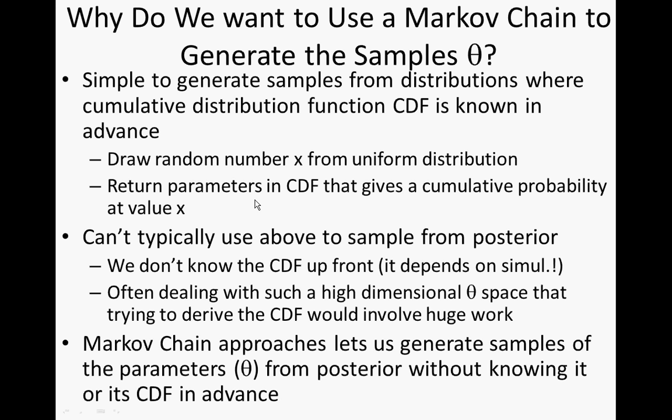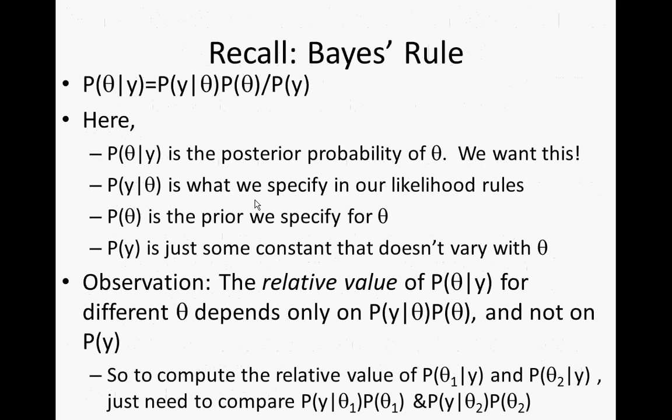This trick that we use with the CDF is great for simple distributions where the cumulative distribution function is known exactly, but it does not work well if we can't formulate that distribution explicitly. So a Markov chain approach lets us generate samples of the parameters from the posterior without knowing the shape of that posterior or its corresponding CDF in advance. Okay, we'll talk a little bit more about that later.